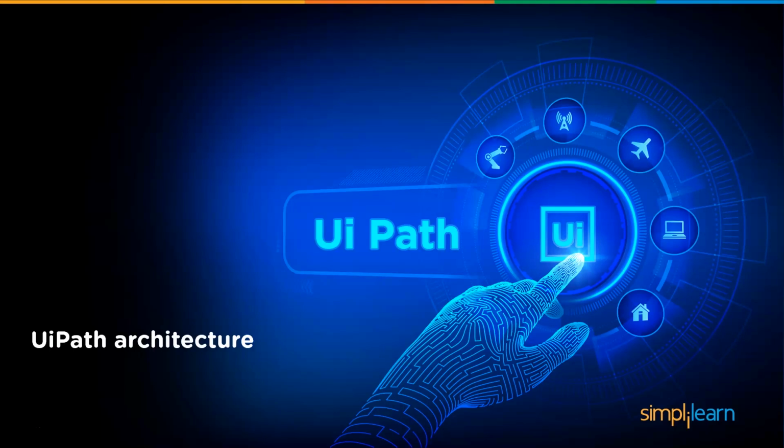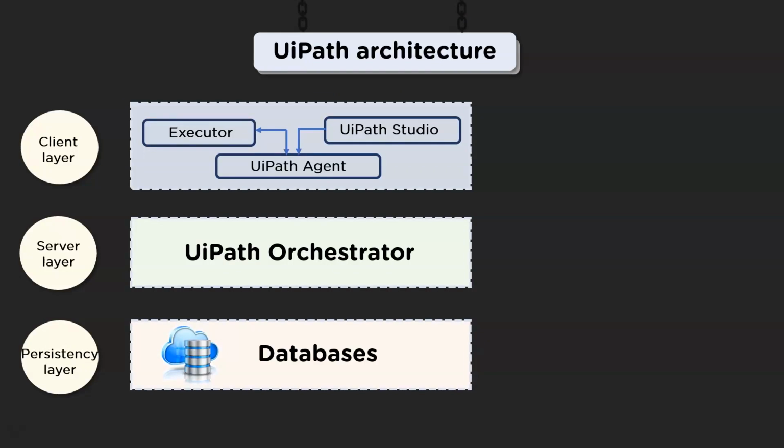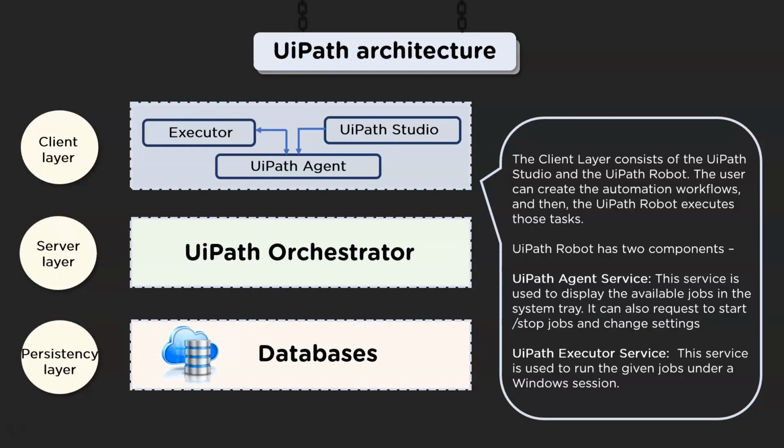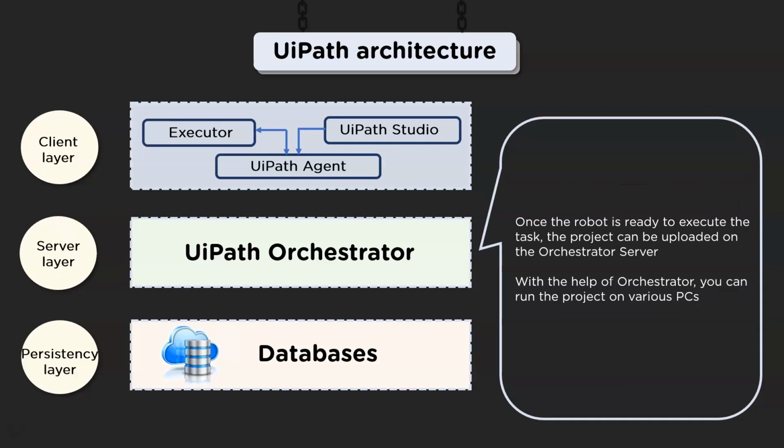Now, let's move on to the architecture of UiPath. So on the top, you have the client layer consisting of UiPath Studio and the UiPath robot. Now, the UiPath robot has two parts. One is the UiPath Agent service, which displays all the available jobs in the system tray, and the other one is the UiPath Executor service, which is used to run the jobs in one Windows session. The server layer receives the robot once it is ready for execution. With the help of the orchestrator, you can run the project on different PCs. The orchestrator monitors the deploys, configures, queue management, and logging.